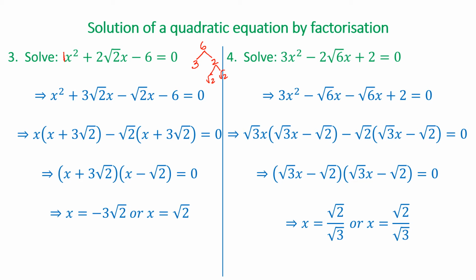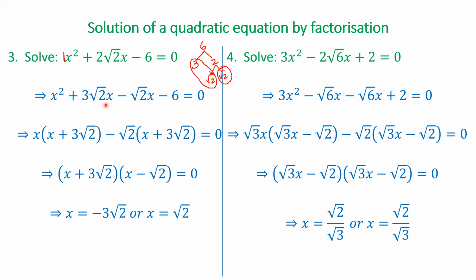Which means if I club 3 root 2 together and root 2 separate, my middle term becomes 3 root 2 minus root 2, because 3 root 2 minus root 2 is going to be equal to 2 root 2. So I am getting x squared plus 3 root 2x minus root 2x minus 6 is equal to 0.